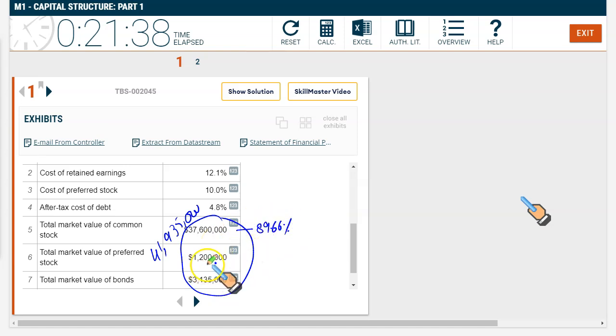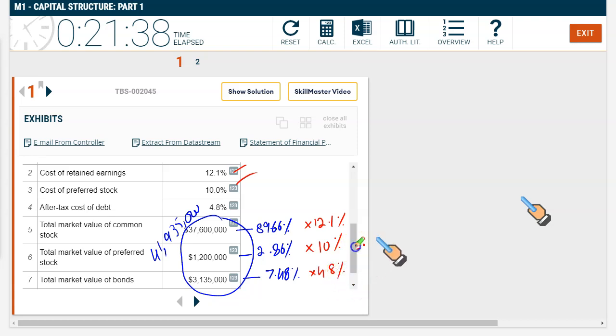The first one comes out to be 89.66%. 1.2 upon 41.93 will give you 2.86. I pre-calculated these numbers to save your time. And the last one, 3.135 upon 41.935 million, will give you the weight of 7.48. So these are the proportions of the funds deployed. Their relevant cost of retained earning is 12.1. Preferred stock 10%, I'm taking from here. And the cost of debt is 4.8.